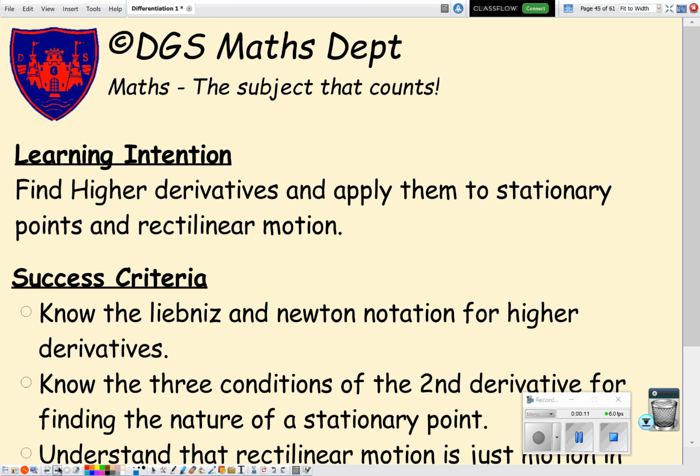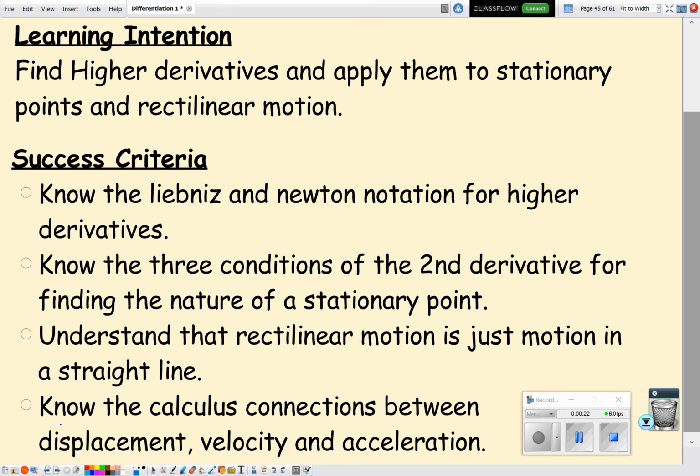Today what we're going to do is take a wee look at higher derivatives and apply them to stationary points and rectilinear motion. The success criteria for this lesson is quite big. We're going to go through the Leibniz and Newton notation for higher derivatives. We're going to know the three conditions of the second derivative for finding the nature of a stationary point. Once you see that, you're going to wish you knew it at Higher.